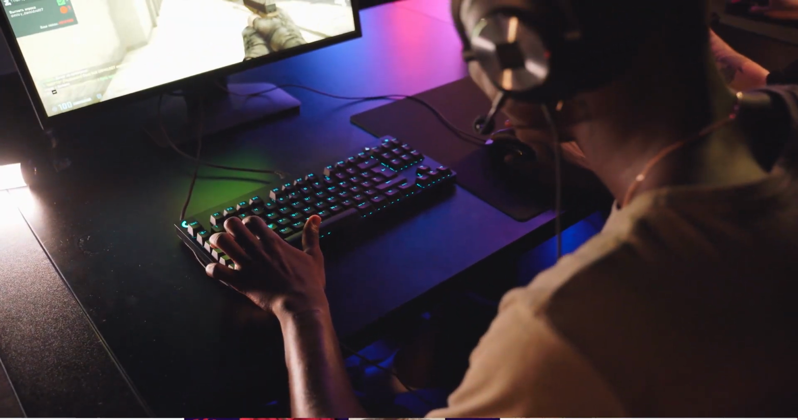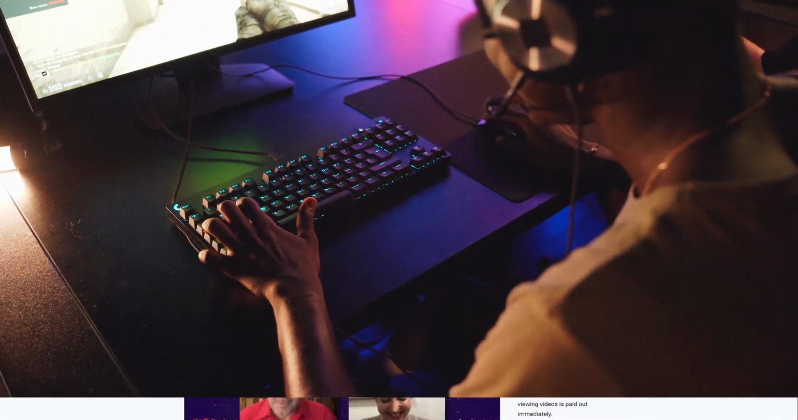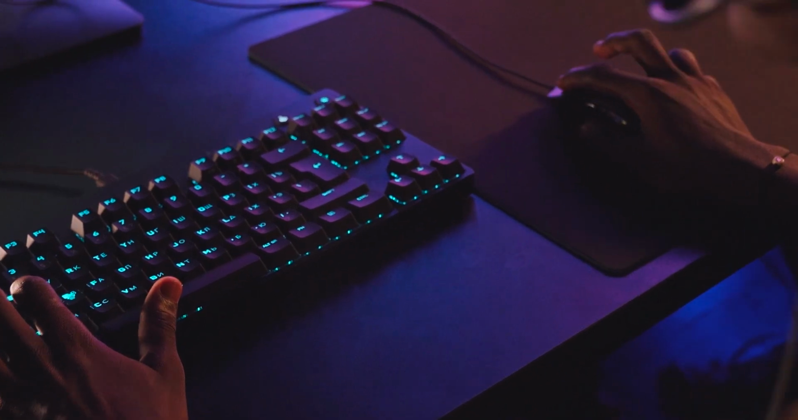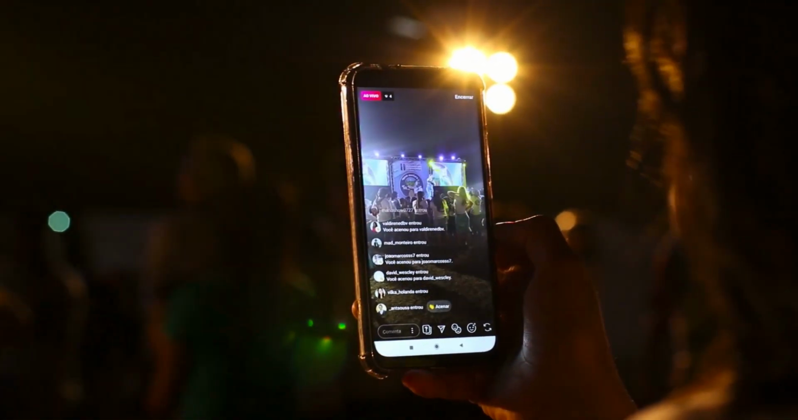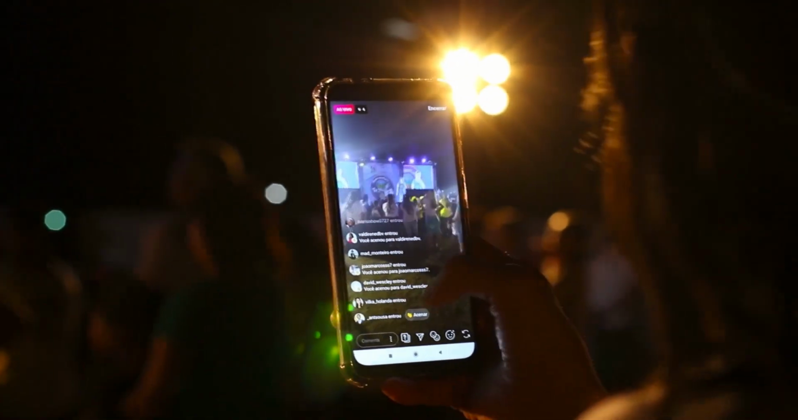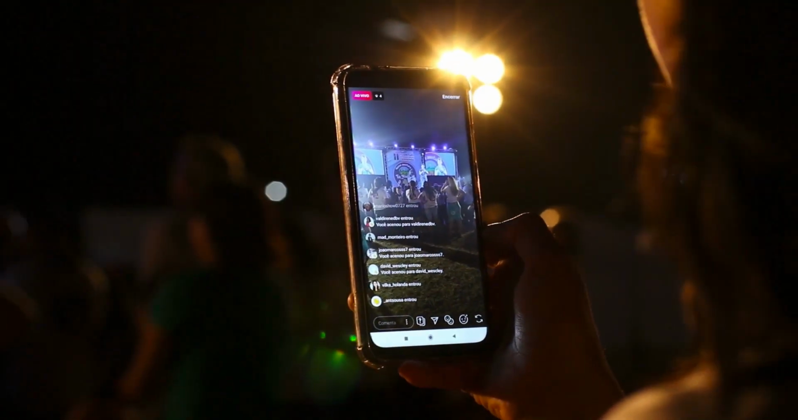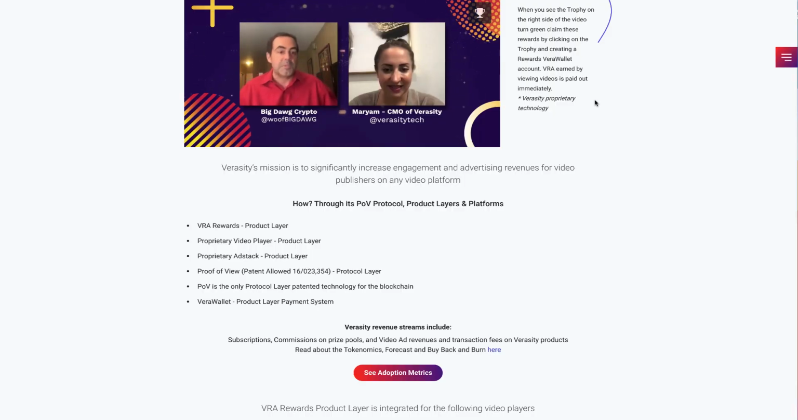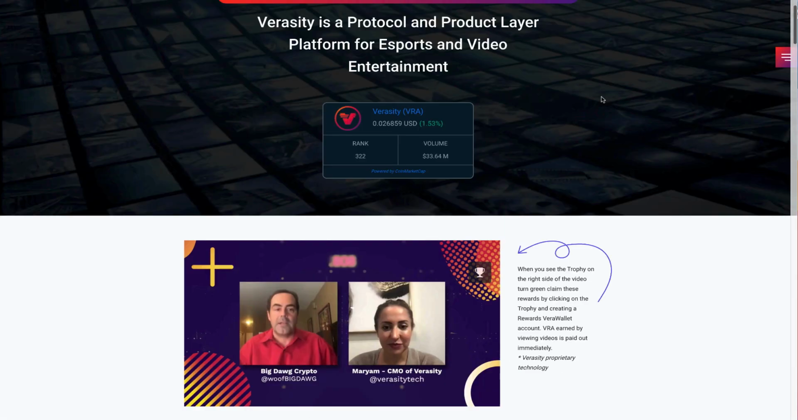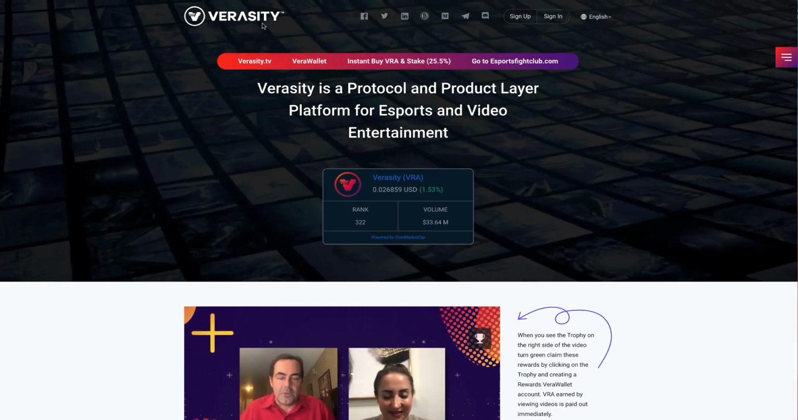Verasity is changing gaming with its VRA coin and PoV network. Fraudulent viewership has become a serious problem in content creation and marketing. While some creators have great content and aren't receiving views, they face competitors who use fake views heavily to boost audience metrics. Verasity is one protocol that looks to combat fake views with its VRA token and PoV technology.